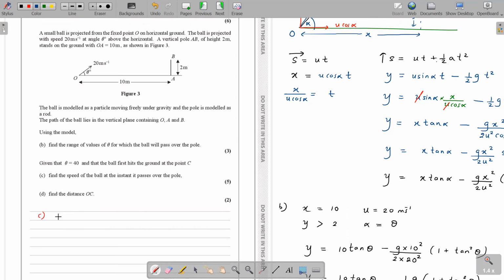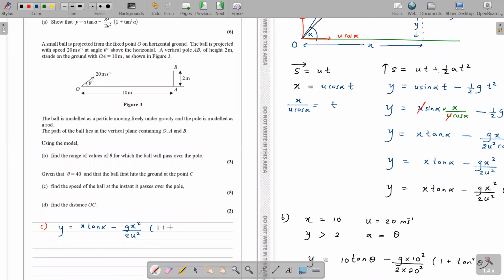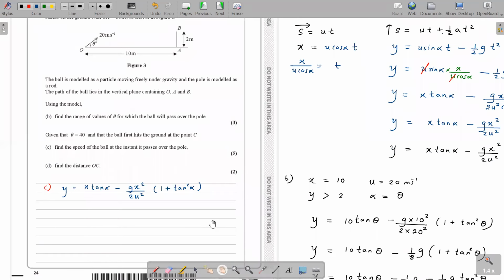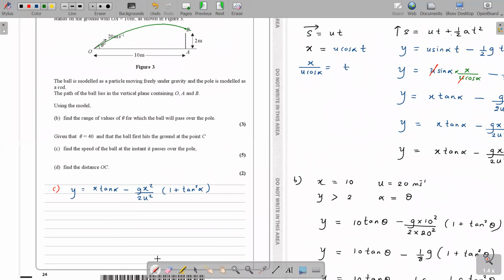Y equals, tell me the equation, y equals x tan alpha minus gx square over 2u square times what? 1 plus tan square alpha. Let's input our alpha value, which is now 40. X value is 10 because I want to find the speed when this ball is passing above the wall. Okay, are you with me? So let's find x is 10. So my x value is 10.